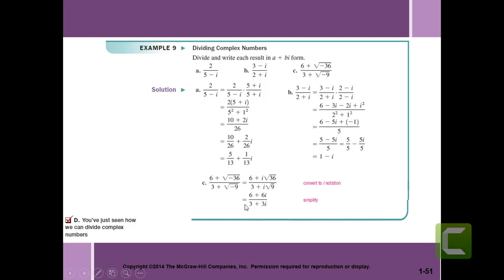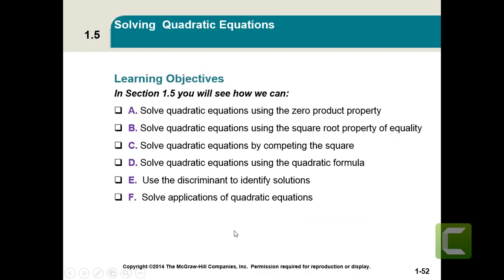So you could, again, simplify this by factoring and then doing the same thing that we did here. Okay, so that ends this section. So now, next time we're going to talk about section 1.5, and we're going to talk about solving quadratic equations.